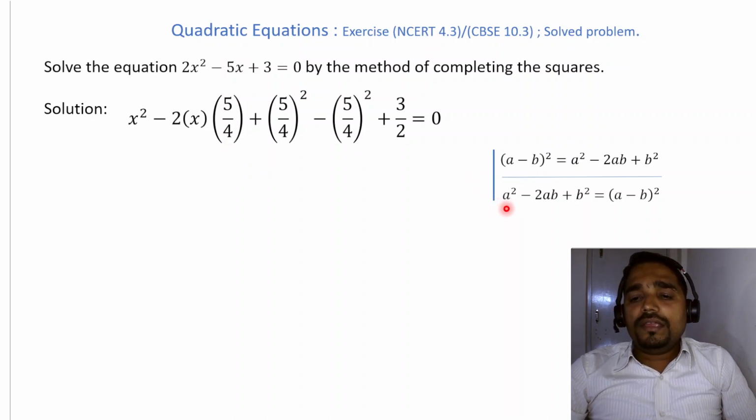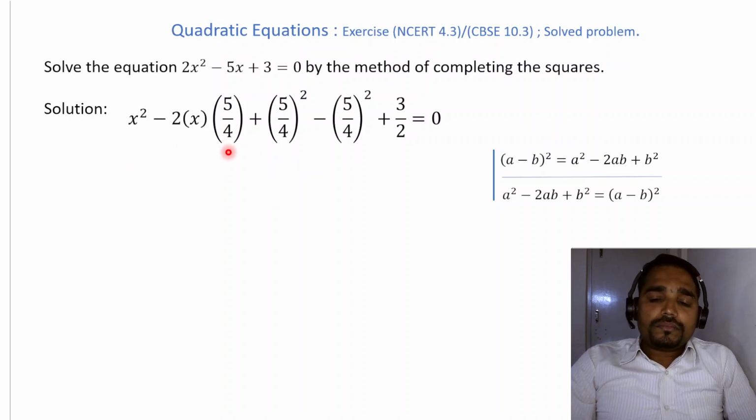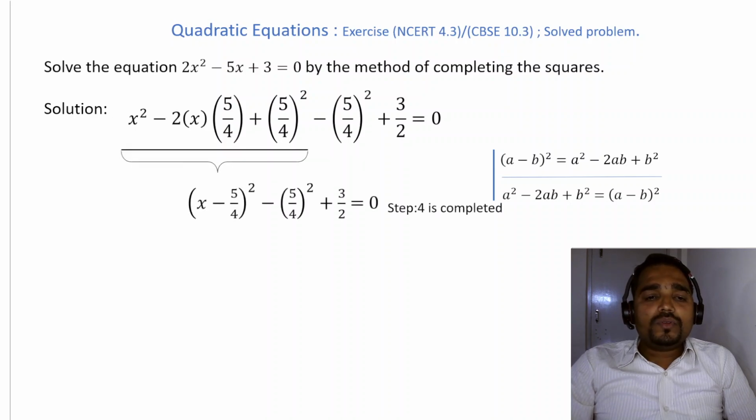Now we have in the LHS of the formula 3 terms, a square minus 2ab plus b square. So here also we have 3 terms, x square minus 2 into x into 5 by 4 plus 5 by 4 whole square. For these 3 terms we would be applying a formula, that is these 3 terms would collectively become x minus 5 by 4 whole square, that is the a minus b whole square formula I have applied here, and the remaining 2 terms, 5 by 4 whole square plus 3 by 2, both would remain as it is. So this would complete step number 4.